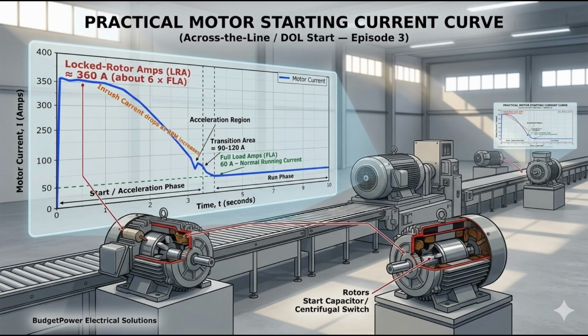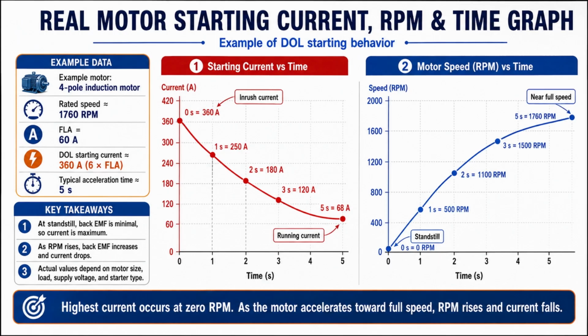Now let's look at the same starting process on the graph. At the very beginning, motor speed is 0 RPM, and the current is at its highest level. As time passes, the rotor accelerates and RPM begins to increase. At the same time, the motor current starts to come down. So during a normal healthy start, we can clearly see this relationship. RPM goes up while current comes down.